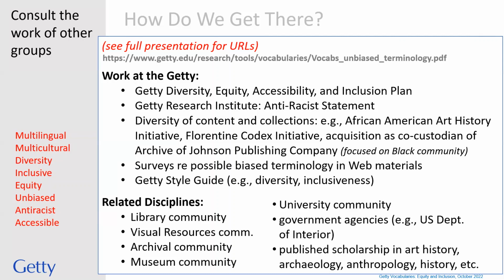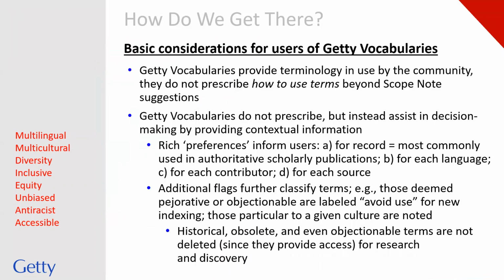We also look to government agencies such as the U.S. Department of the Interior, and publish scholarship in art history and related disciplines such as archaeology, anthropology, history. So this is something that's important. We tell our users that they must consider this when they use the vocabularies. The Getty vocabularies provide terminology in use by the community. They do not prescribe how to use the terms beyond the scope note suggestions. That is, the vocabularies do not prescribe, but instead assist in decision-making by providing rich contextual information.